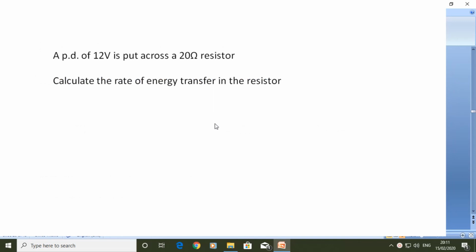A PD of 12 volts is put across a 20 ohm resistor. Calculate the rate of energy transfer. So basically calculate the power of the resistor. We're given the voltage, we're given the resistance. So what equation are we going to use? P is V squared over R. Very simple, 7.2 watts.